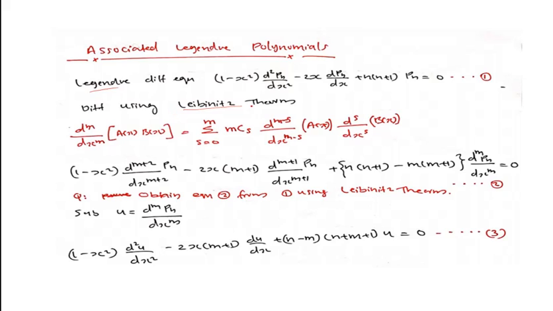So according to Leibniz theorem, d raised to m by dx raised to m of A(x) into B(x), two functions A(x) and B(x), will be equal to the summation s equal to 0 to m of mCs d raised to m minus s by dx raised to m minus s of A(x) into d raised to s by dx raised to s of B(x).